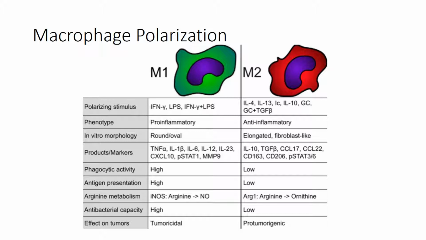The reason we're interested in it, going back to sepsis, is that there's evidence that newborns who are very severely ill with sepsis, their macrophage polarization converts from the M1 to the M2.